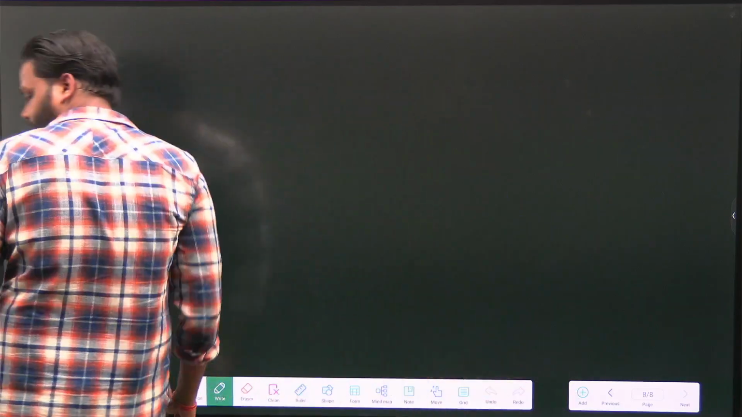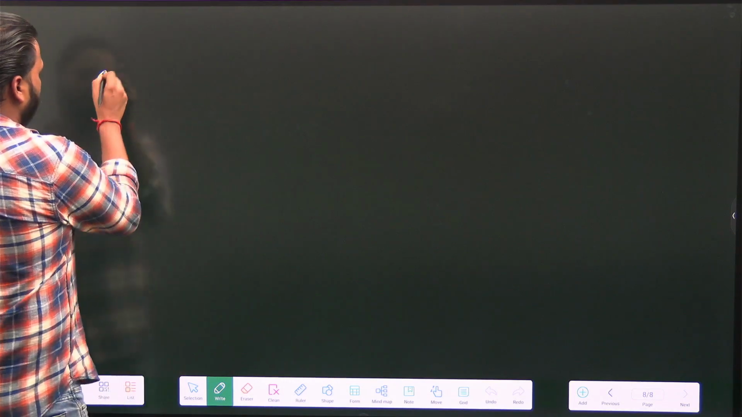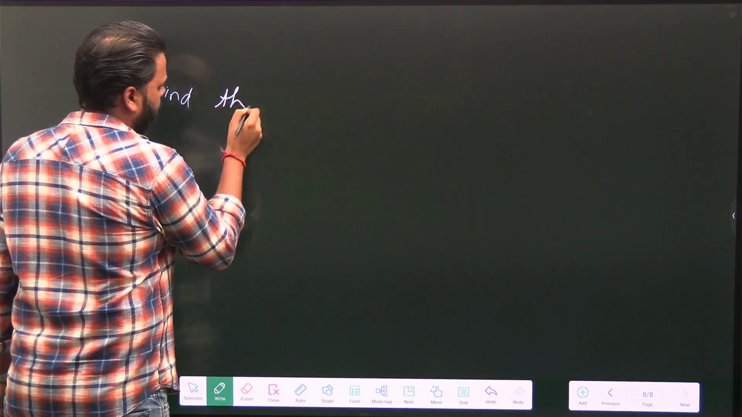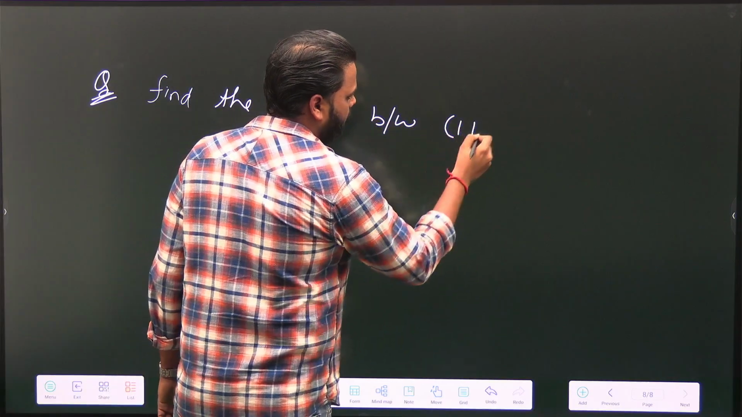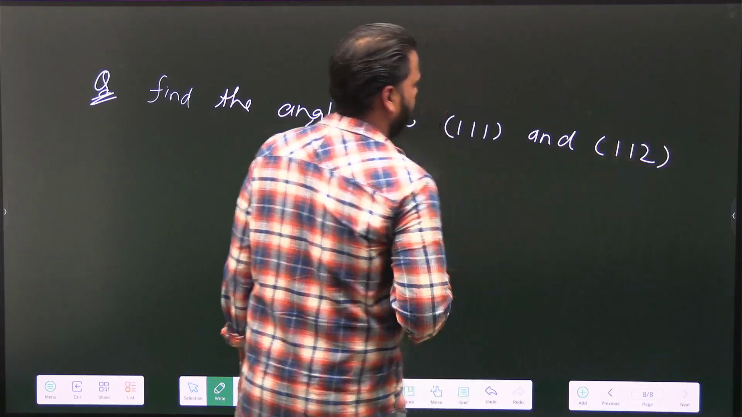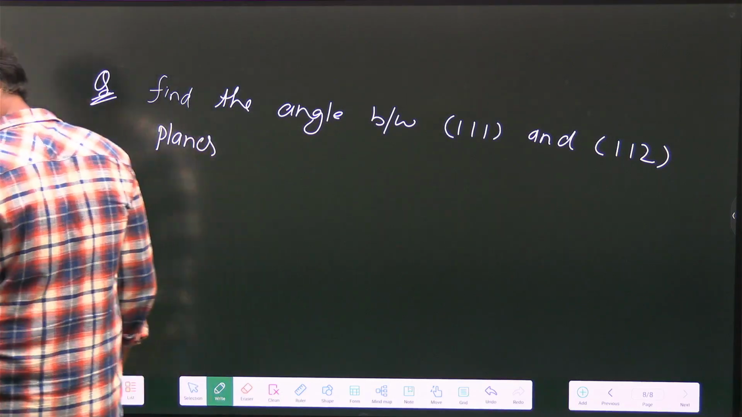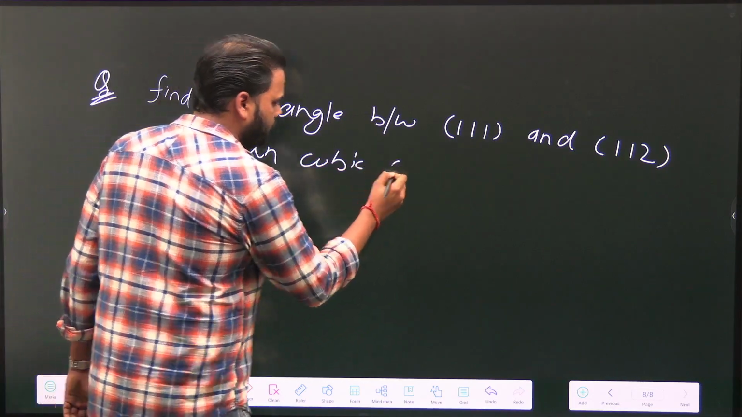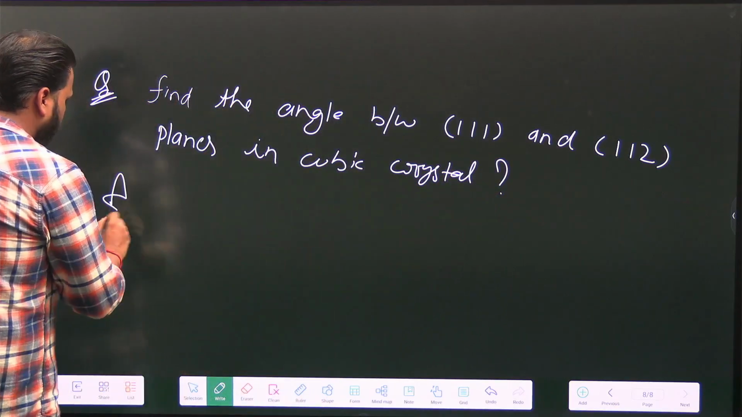So just write down one question. The angle between 111 and 112 direction. The question is, find the angle between 111 and 112 planes, in a cubic crystal. Okay, everyone solve it in the copy and see how much it comes.